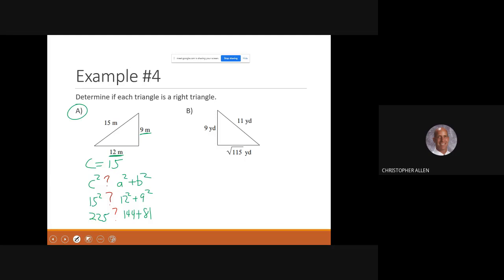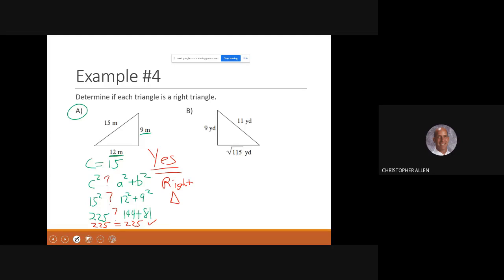So what is 144 plus 81? I'm not sure. I'm going to take my calculator. I just want to make sure that I get that right. 144 plus 81, it's 225. And by the way, is 225 equal to 225? Of course it is. So yes, this is a right triangle.